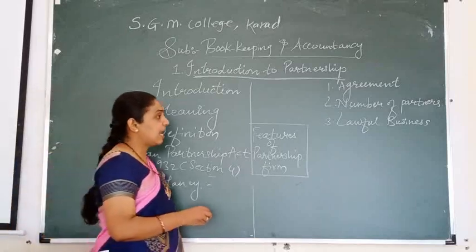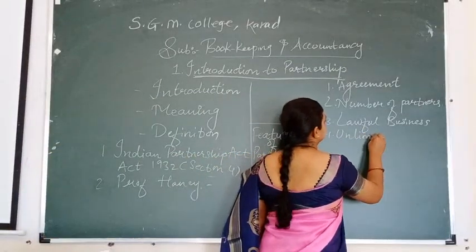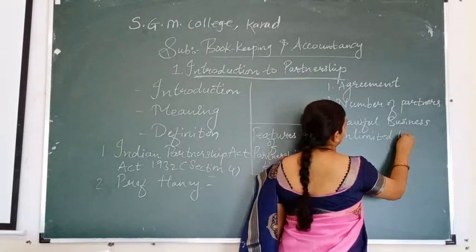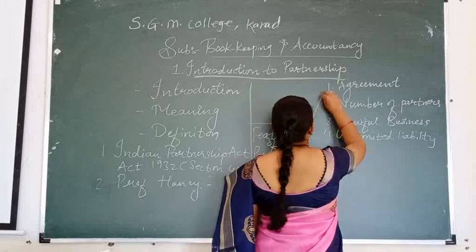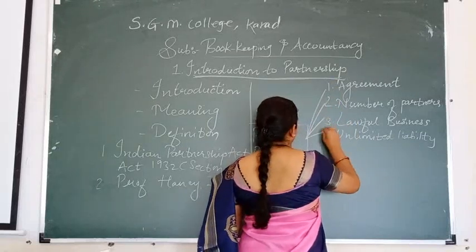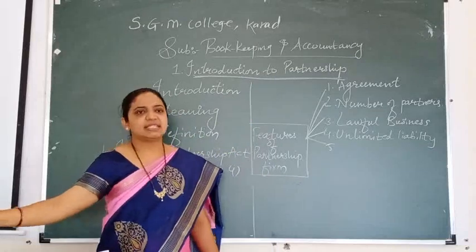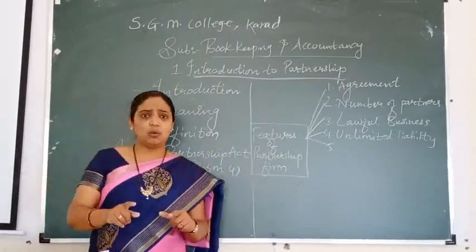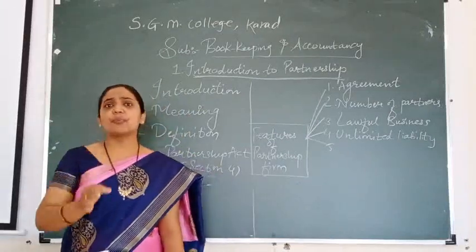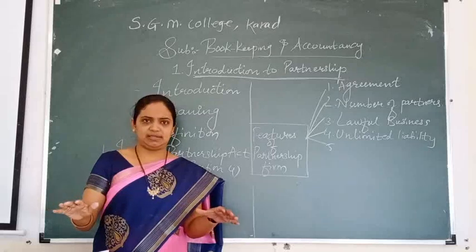Number 4 is unlimited liability. Next we will see is the unlimited liability. As a sole trader, when a single person was running a sole proprietorship, at that time his liability was unlimited.